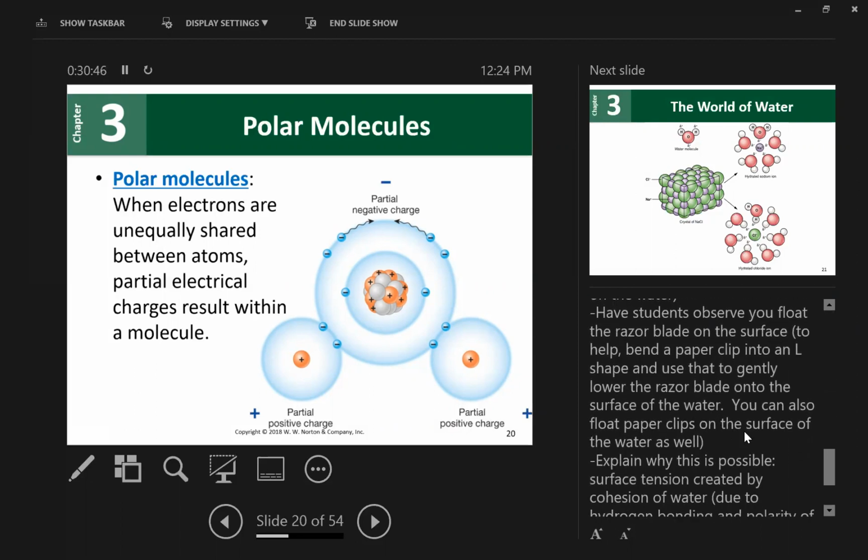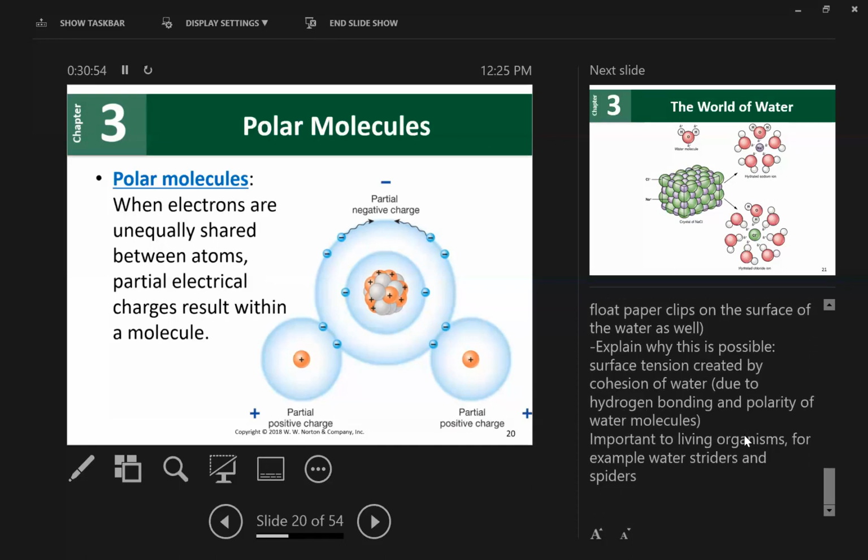We're seeing how the water is able to create cohesion. Cohesion is the hydrogen bonding and the polarity of the water molecules. When those bonds are being held, they're going to stay together. However, those bonds can be easily separated. So why is this important that water has this characteristic? Well, it's really important for some living organisms like water striders and spiders that walk across that water.